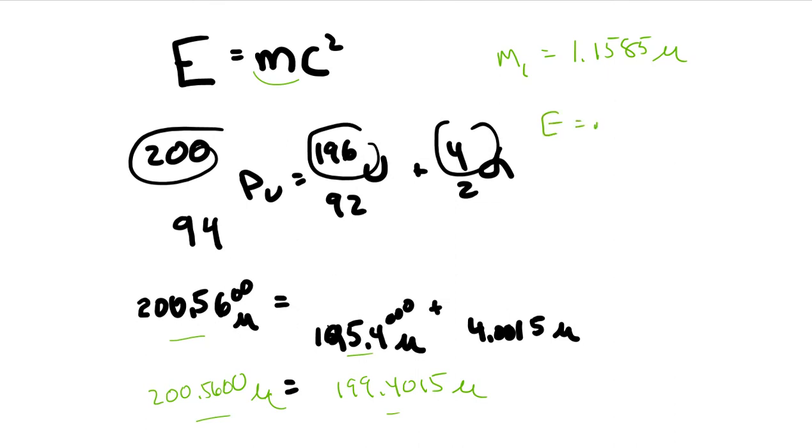E equals mc squared. I'm sorry, I was on a completely different equation. E equals mc squared. We have to put a conversion in there. So this is the amount of mass that was turned into energy, and this is in atomic mass units. But we have a conversion. How many atomic mass units are in a kilogram?